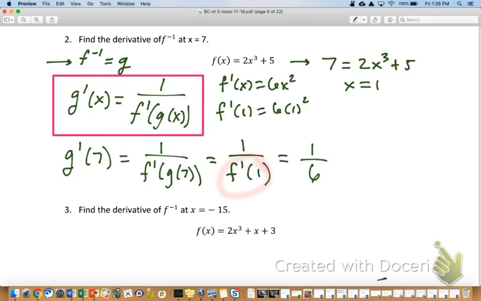Can we use a calculator for number 3? So with these, calculators are pretty much never allowed. So I'm going to say no on the calculator. That's cool.